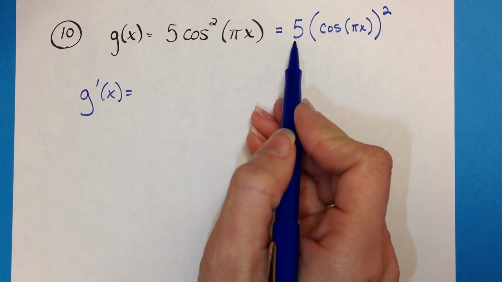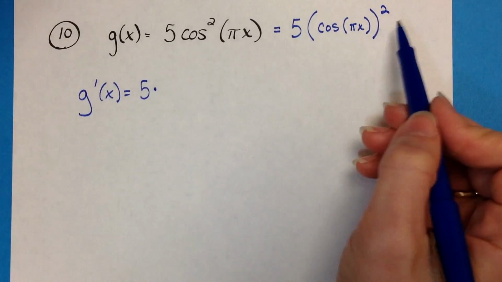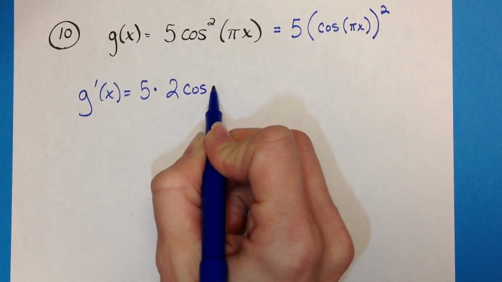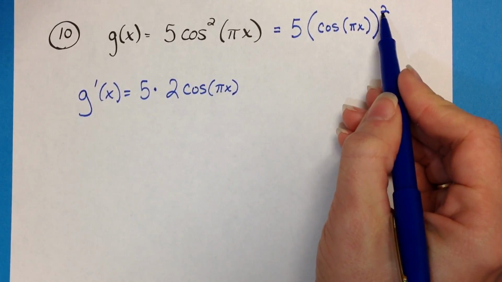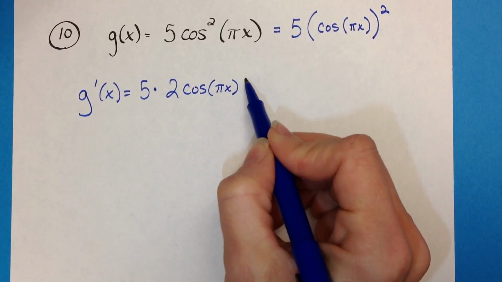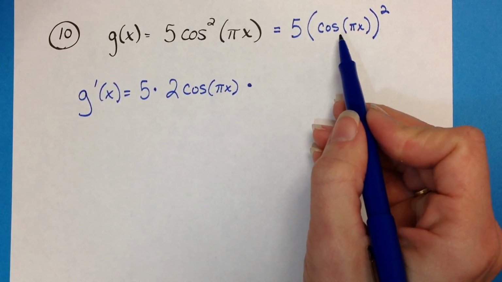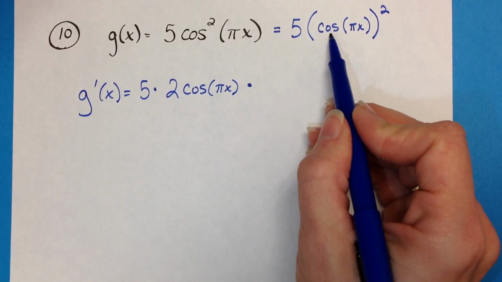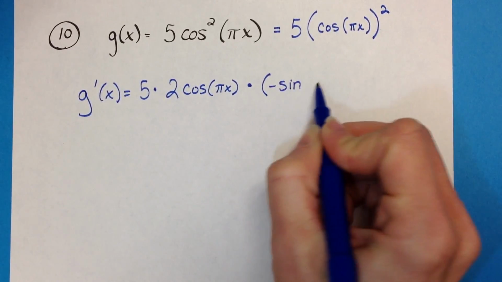Alright, the 5 is just a constant multiple, so we can just do 5 times, just bring it down. So starting with power rule, you're going to do 2 times your function to 1 less power. So that's just going to drop down to a first power. So you wouldn't have to put another set of parentheses to the first power. Times. Now remember I said the next inner function is going to be the cosine. So the derivative of cosine is negative sine.